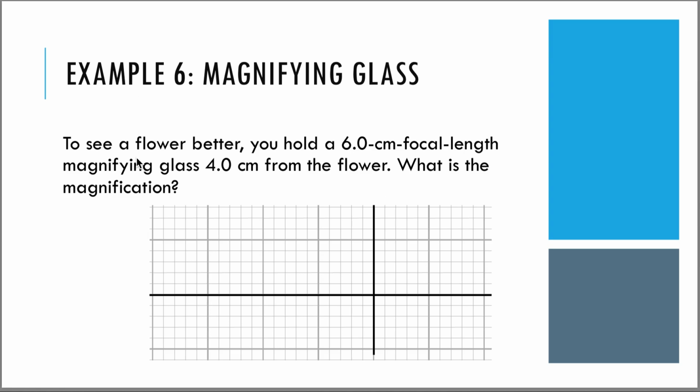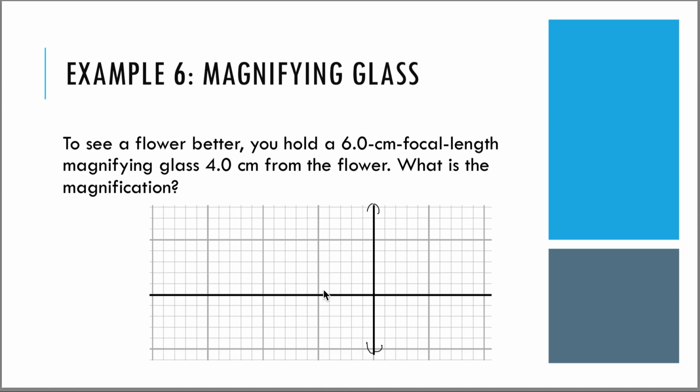So in this problem, it says that we want to see a flower better, so we're going to hold a lens as a magnifying glass. We saw this earlier, that when your object was very close to a converging lens, so positive focal length, that the lens served as a magnifying glass. So let's go ahead and do this problem here.